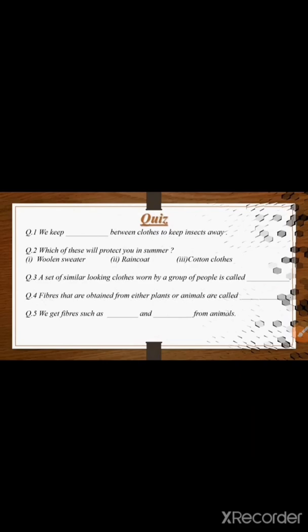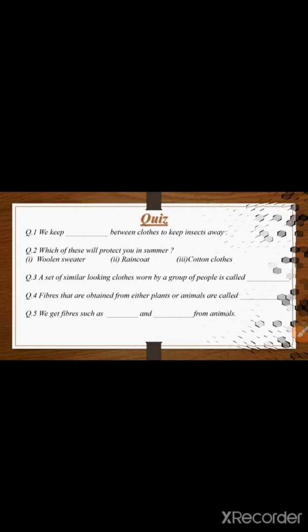Okay, first read question number 1. We keep dash between clothes to keep insects away. You have to write a word here. What should we use between the clothes to keep insects away? I'll give you the answer later on. Just think about this question.